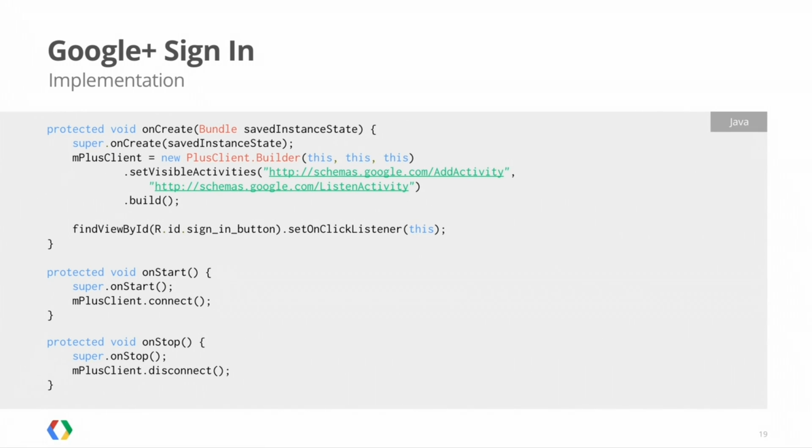And you'll notice that we don't mention an account name here. Google Play Services takes care of keeping the user's identity for your app so that you don't have to show an account chooser unless you want to.